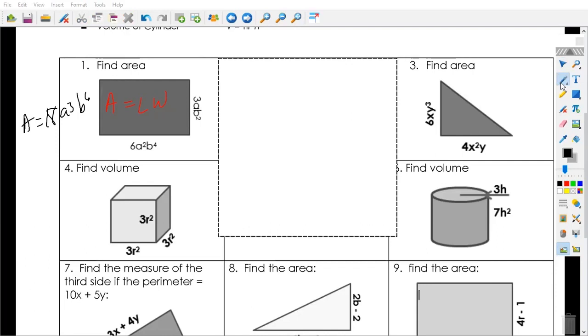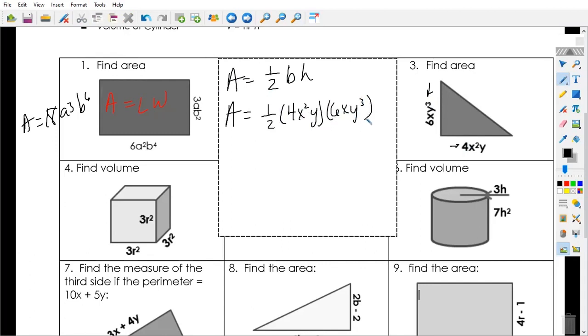All right, so area of a triangle is what? Area equals 1/2 base times the height. Do we have our base? Do we have our height? So we plug everything in. 1/2. What's our base? 4x squared y. What's our height? 6xy cubed.